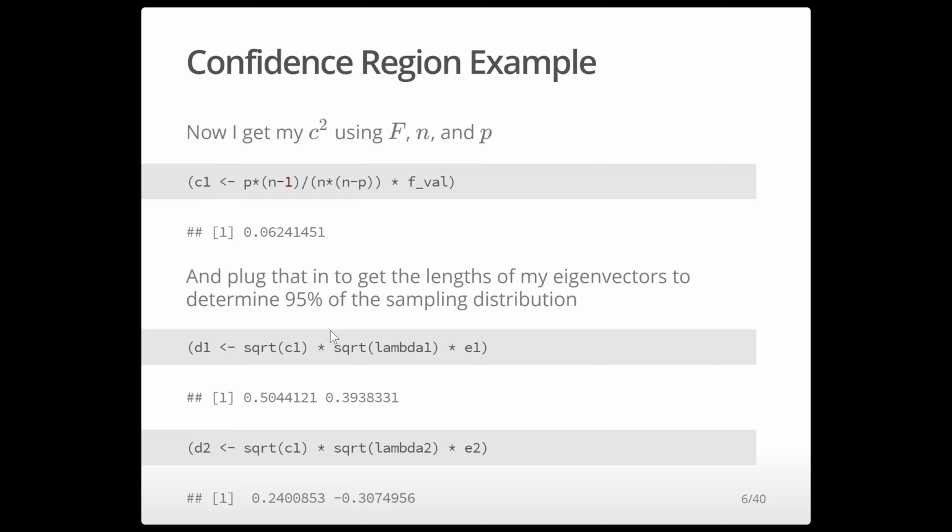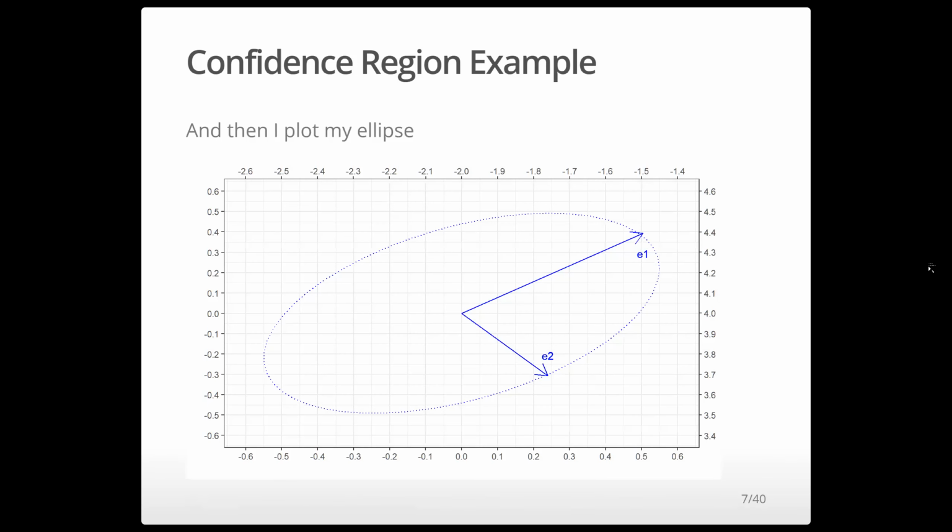And then I'm just going to plug that in as c squared into my distance formula, just like we saw last week. So I plug that in here, take the square root, multiply by the square root of lambda, and multiply by my first eigenvector. This is one vector that I'm going to plot, and then I'm going to do it for the second one. That's the second vector that I'm going to plot. Just like last week, we can plot our ellipse along this. This is a 95% confidence ellipse based on these parameters, if we assume that we had 100 observations that produced those observed parameter values.